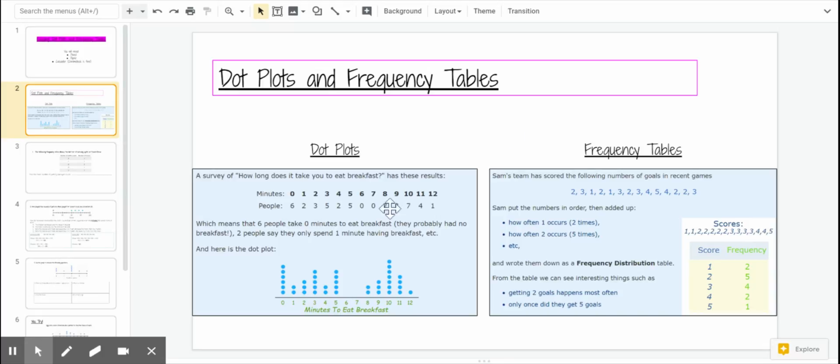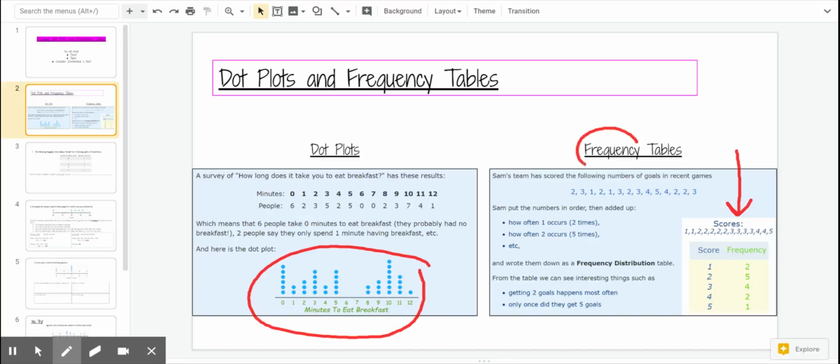You guys already know what a dot plot is. You've been working with those. It's pretty much like this, a graph using dots. Frequency tables are what we make dot plots from, so they kind of come before the dot plot sometimes.